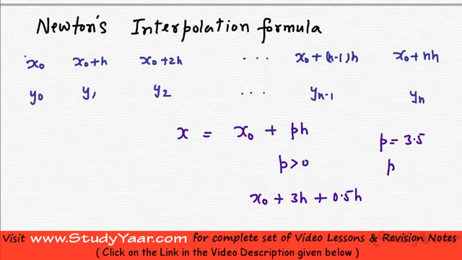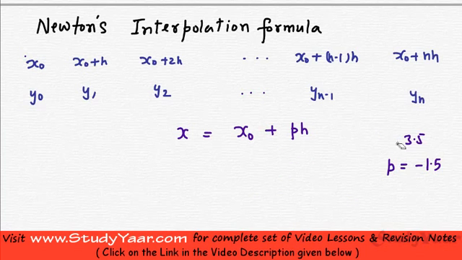When p is negative, let's say p is minus 1.5, then you are basically looking at values in this direction and you are extrapolating. So you can do both with this particular formula. We are going to see how. Basically we want a value at x0 plus ph.